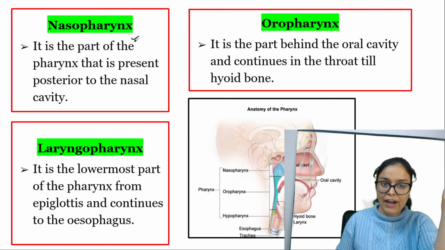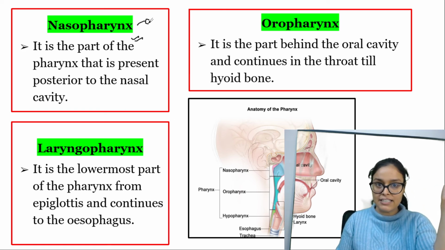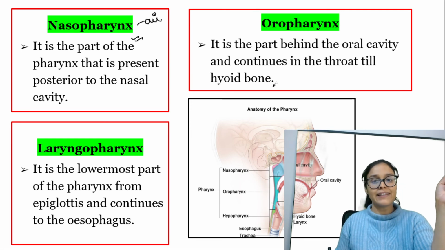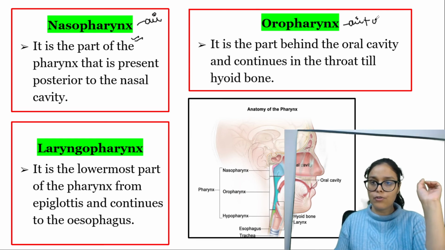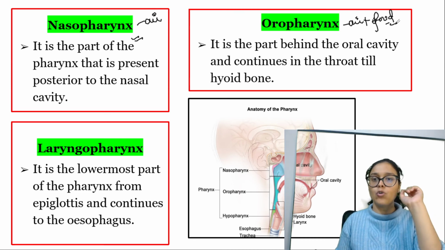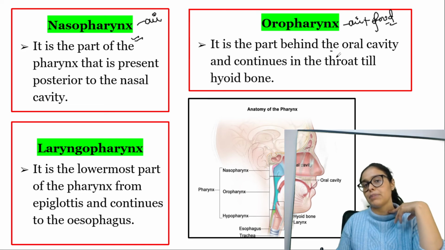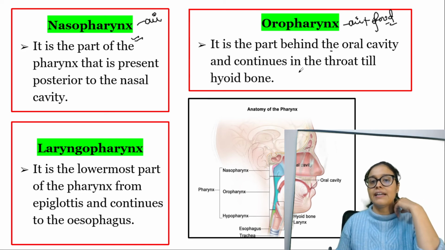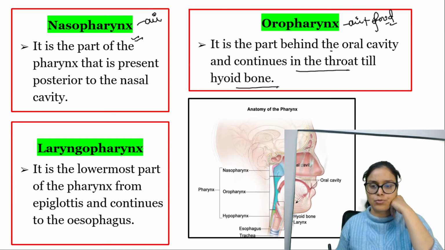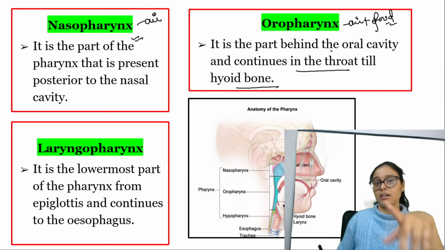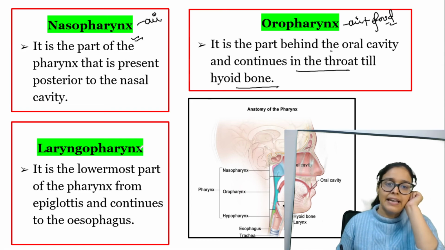So nasopharynx is basically the passage for air. Oropharynx is the passage for air and passage for what we call food also. And I have told you that oropharynx ke hi just piche, matlab it's the behind part of the oral cavity which continues in the throat till the hyoid bone. And you know what is the hyoid bone. So ye hyoid bone hai which supports tongue. I have already told you, hai na?